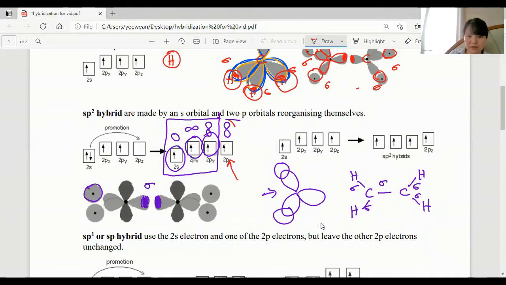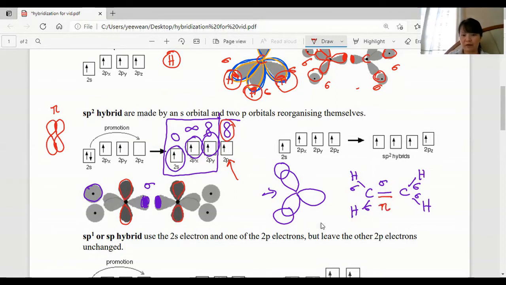It's still in its original shape, that dumbbell. We didn't do anything to it. When these overlap, it will overlap this way, like how we drew up there, just a little bit of overlap like that. That is the pi bond. So when there's a double bond, then it's a pi bond.